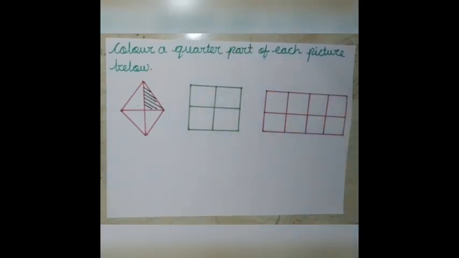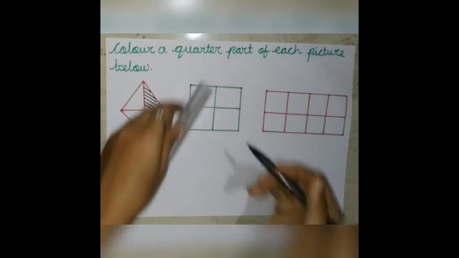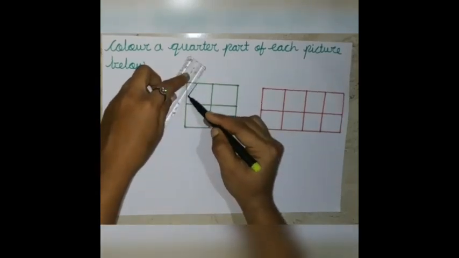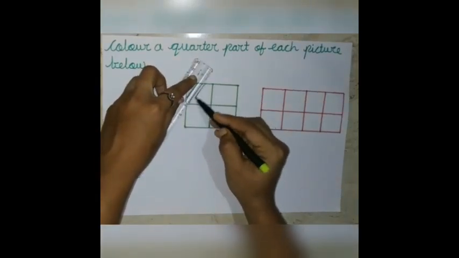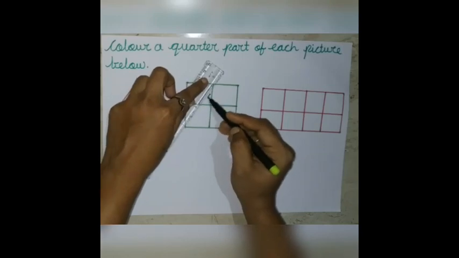Now, see the next example. Yes, very good children. This is the figure. Which figure is it? Yes, this is a square. A whole square is divided into 4 equal parts. So children, we have to color a quarter part. Now I am going to color only one part. Okay, students?